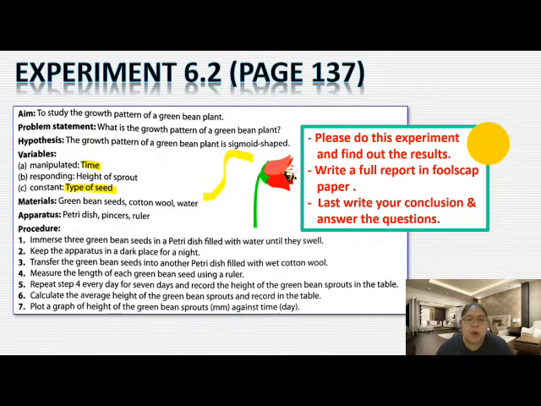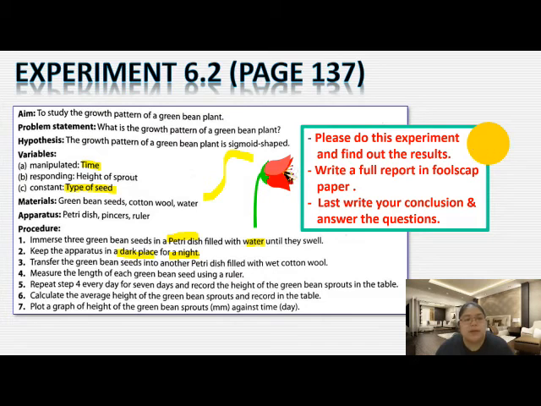Let's see the first step. Immerse the green bean seeds into the petri dish. Fill with water until it covers the beans. How long? Until they swell and become bigger. Then step 2, you keep the apparatus in a dark place for a night. For example, you put it inside a box or container, then close it for one night only.